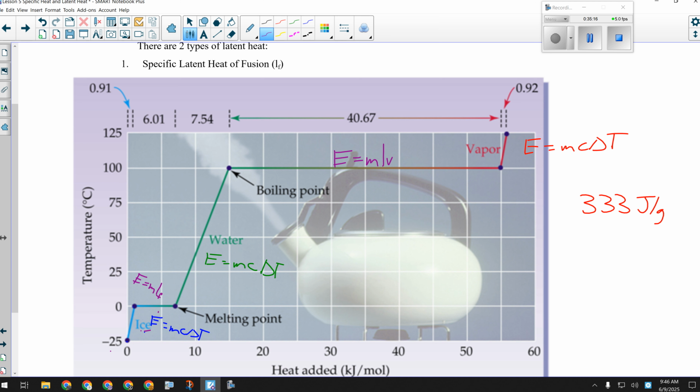Hugely different. Okay? It only takes 333 joules of energy to melt a gram of ice. To boil off that same gram of water is going to require 2,260 joules.